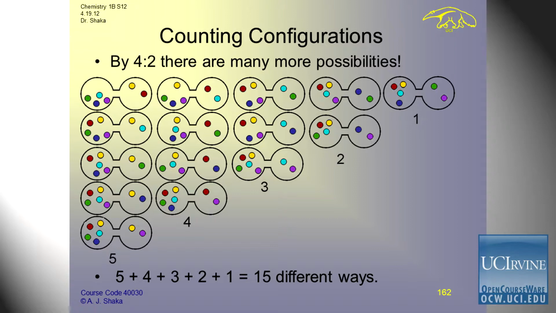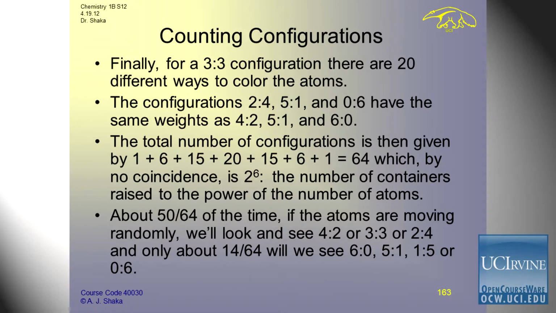We can take, and obviously I'm not going to go through each one of these, but you can take any combination of these colors with 4 on one side and 2 on the other, and you find that there are 15 different ways. You can see how this grows exponentially, and in fact, it is exponential. Counting configurations. So for the 3 to 3 configuration, there are 20 different ways to color the atoms. So you can imagine that with all these possibilities with 4 and 2, now we move 1 more over. And with 3 and 3, there are 20 different possibilities.